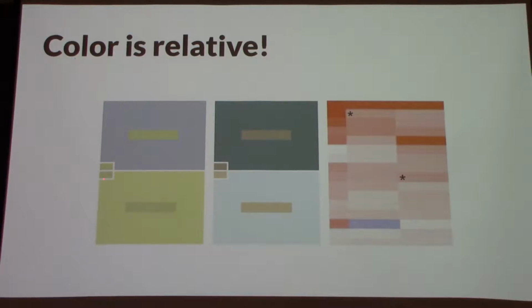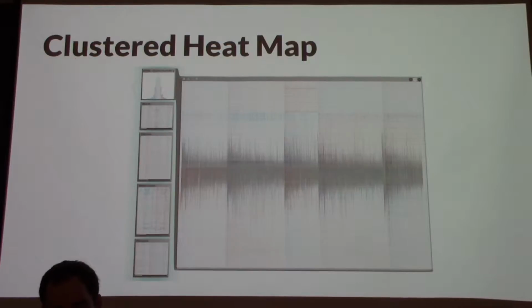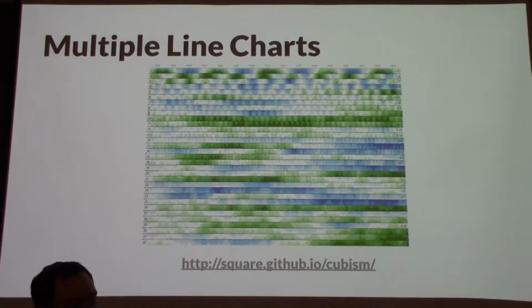So here you can see two elements that are the same, and this one is perceived as being darker, two elements that are different, but they're perceived as being the same. Yeah, so I've shown this before in the earlier lecture. Here we have the clustered heat map with about 1 million values, and in comparison to that, the parallel coordinates.